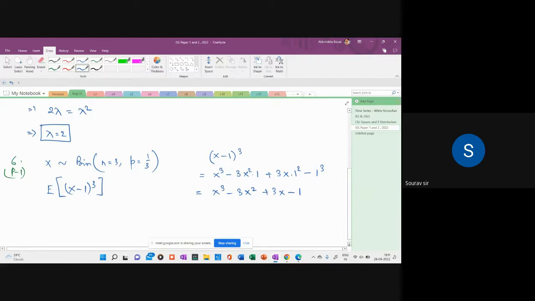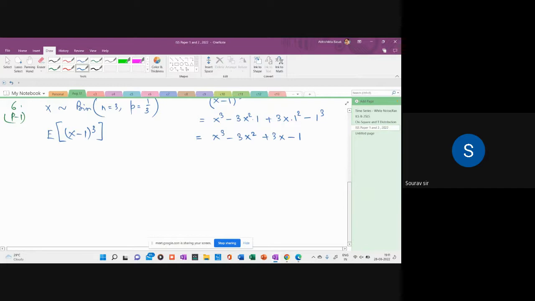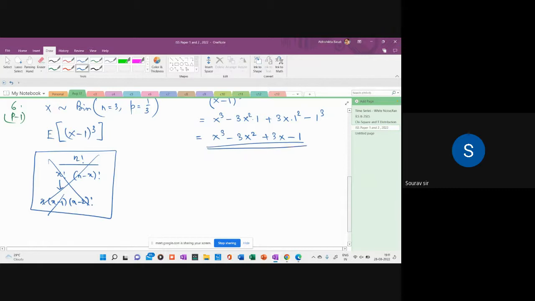But what will be the difficulty of finding this (X minus 1) whole cube value? Whenever we use n factorial by X factorial and (n minus X) whole factorial, this X factorial is going to break up into X into (X minus 1) into (X minus 2) factorial. So only one (X minus 1) will get cancelled out with this, and the rest of (X minus 1) whole square will remain. So we cannot use this particular formula. It's better to use this one. My choice will be using this one.